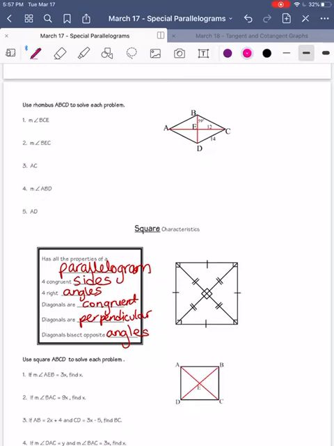Try to draw the picture as best you can, and kind of outline like I'm doing. All right, so the number 1 question says B to C to E. So that's this angle right here. Now that 12 is talking about the side, so not the angle itself.